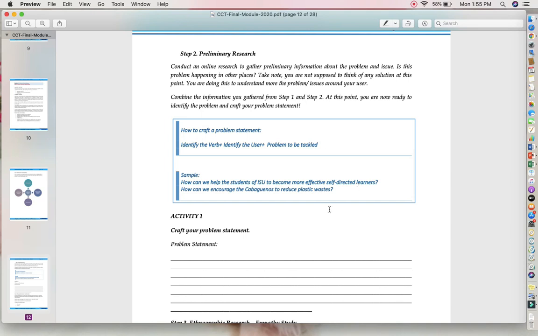Or another example: we have the verb, how can we encourage? Sino ang user? Cabagueños. What is the problem to be tackled? Reduce plastic waste. So that is how to craft a problem.